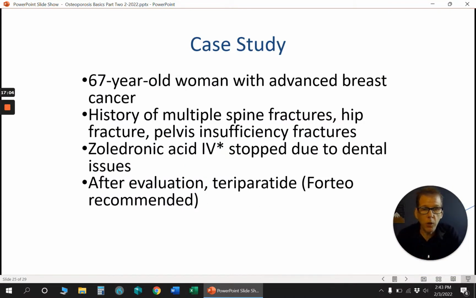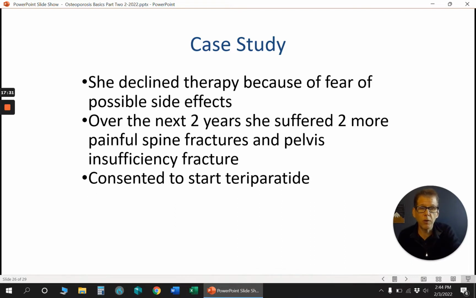I would just conclude with one story. It's one of my more favorite stories about bone health. A 67-year-old woman who had advanced breast cancer and lots of fractures, multiple spine fractures, a hip fracture, and pelvic insufficiency fractures. She had actually been treated with high doses of a medicine because of her cancer, and it was stopped because of dental issues. After evaluating her, I recommended treatment with Forteo, teriparatide, but she declined because of fear of possible side effects.